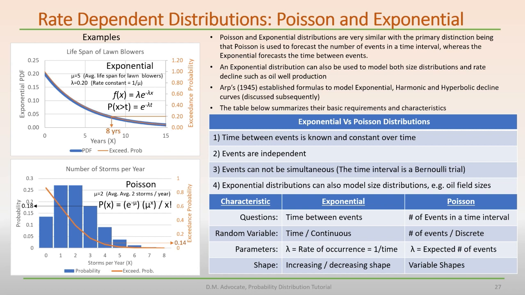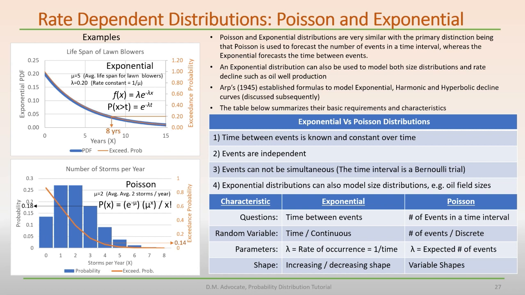The chart shows, for example, that the probability of 3 storms in a year is about 18%, or there is a 14% chance of more than 3 storms per year, as read on the exceedance probability axis. Also note that the exponential curve, time, is continuous, whereas the Poisson number of events is discrete. Furthermore, the exponential curve steadily increases or decreases, whereas the Poisson distribution can have various shapes.